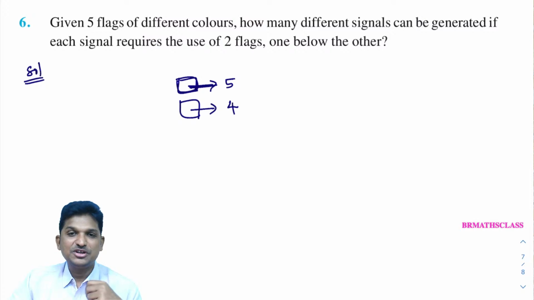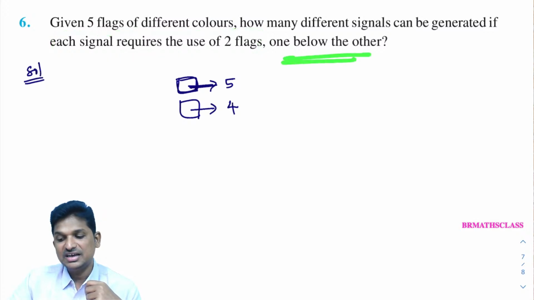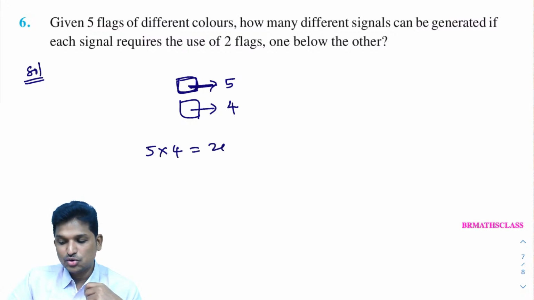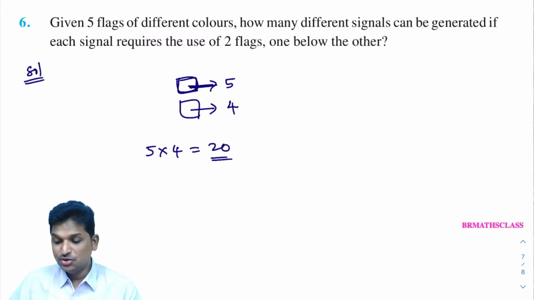Therefore, by the fundamental principle of multiplication, the total number of different signals that can be generated with the use of 2 flags, one below the other, is 5 into 4. 5 into 4 is 20. So total 20 signals we can generate with 5 different color flags, one below the other. I hope you understand this first exercise of permutations and combinations. Please give your valuable comment.